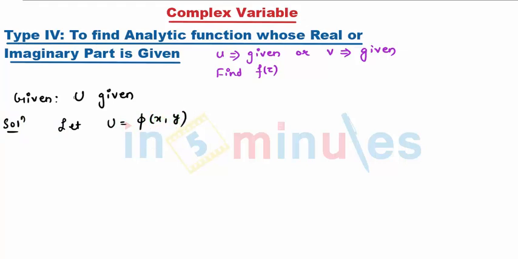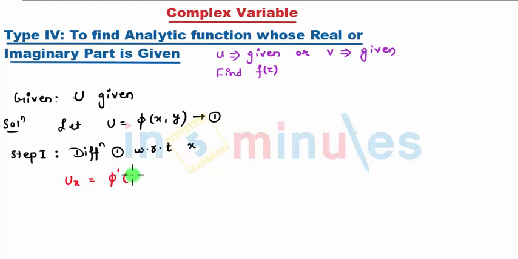So now I define my step 1. We need to differentiate. I say this as 1. Differentiate 1 with respect to x. So we can write ux is equal to, let's say, phi dash of x comma y, and we also need to differentiate the same with respect to y. So I can say here uy is equal to phi dash of x comma y. So that's my step 1.